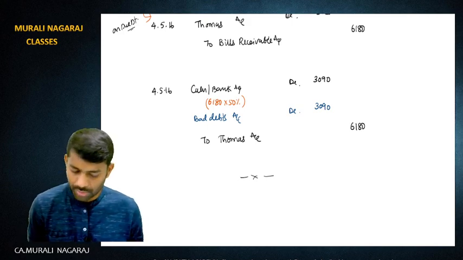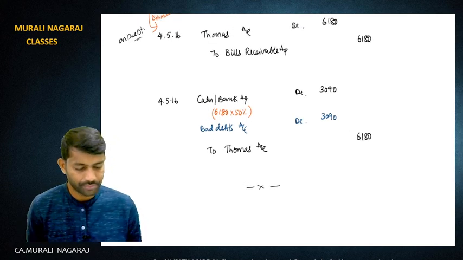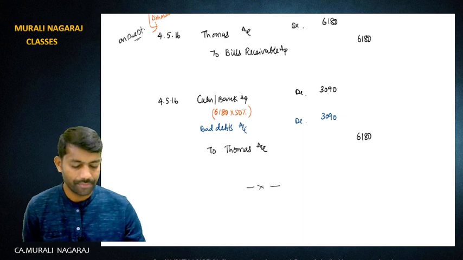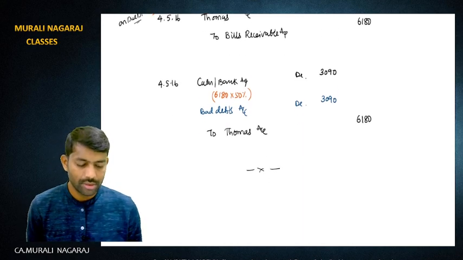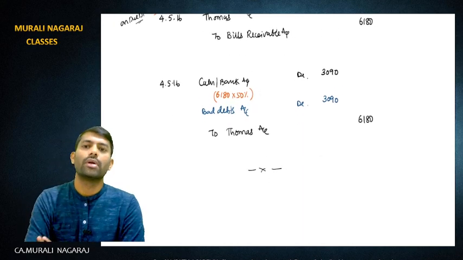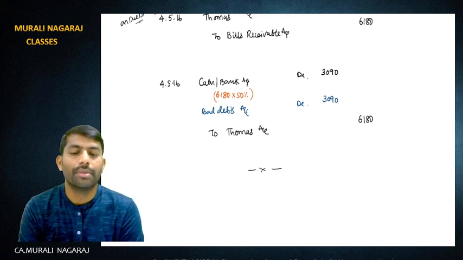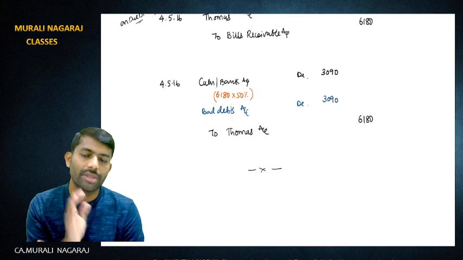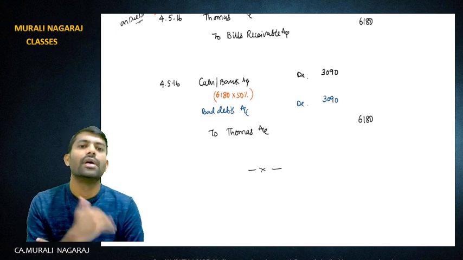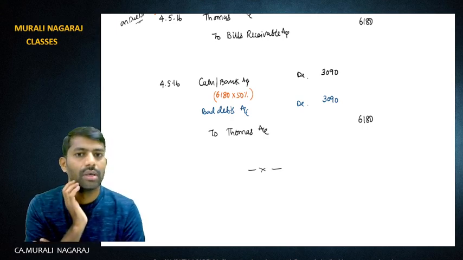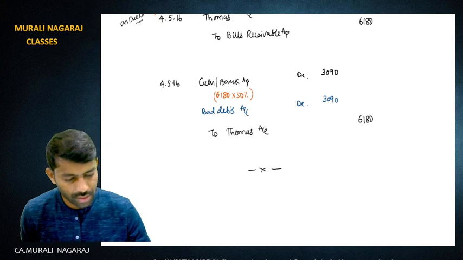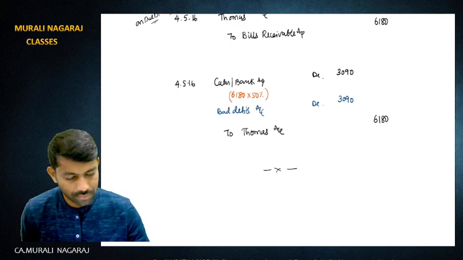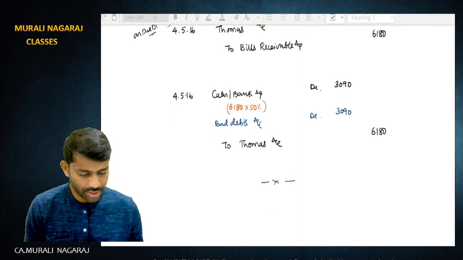So this is problem number 3. Next concept, let us go for accommodation bill. What actually is an accommodation bill? That accommodation bill theory we will first discuss, thereafter we will go for the problem.